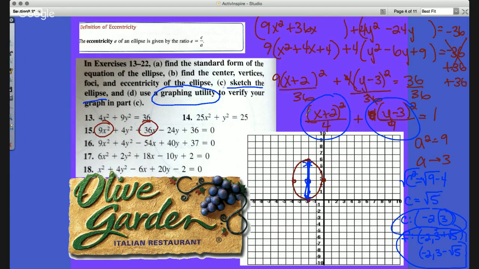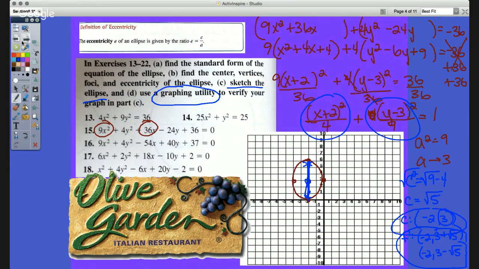And then also eccentricity, you could just do the c, which would be square root of 5, over the a, or actually, square root of 5 over the a, which would be 3. So square root of 5 over 3, get that decimal, and that's how you find the eccentricity of the ellipse.